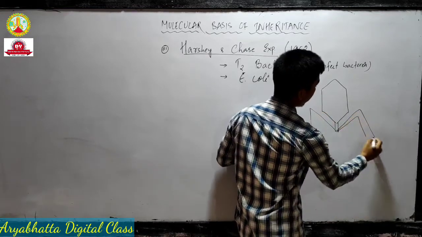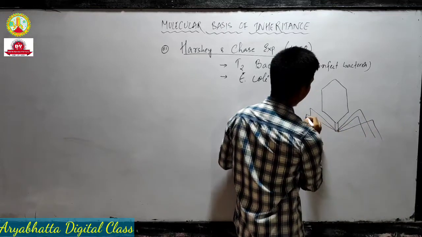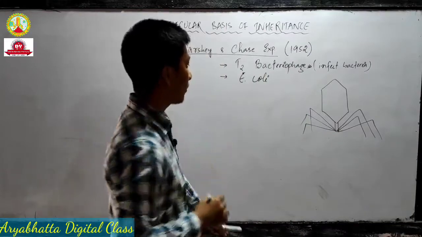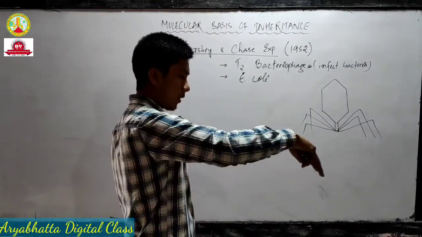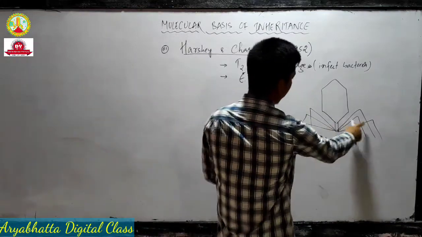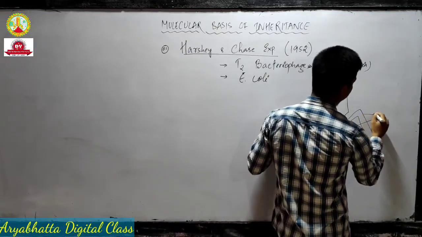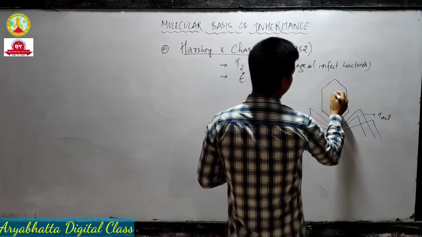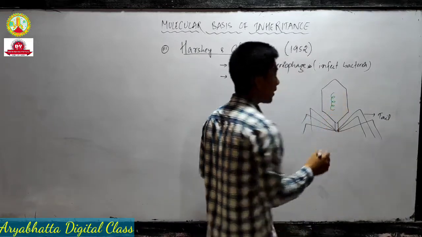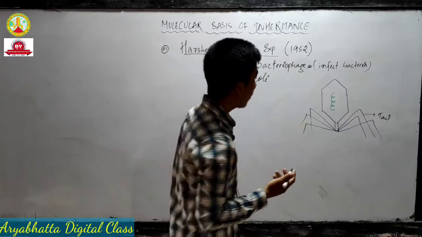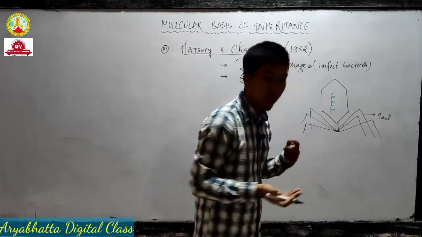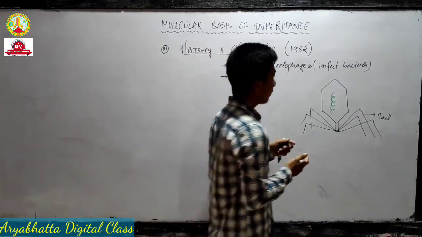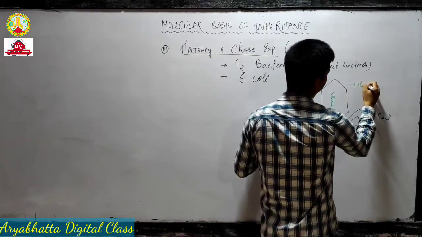You might have seen this type of structure in some movies or books. This is the tail; we call this part the tail region. They have a nucleic acid inside, which can be either DNA or RNA. T2 bacteriophage contains DNA. This is the head region, we call it the head.